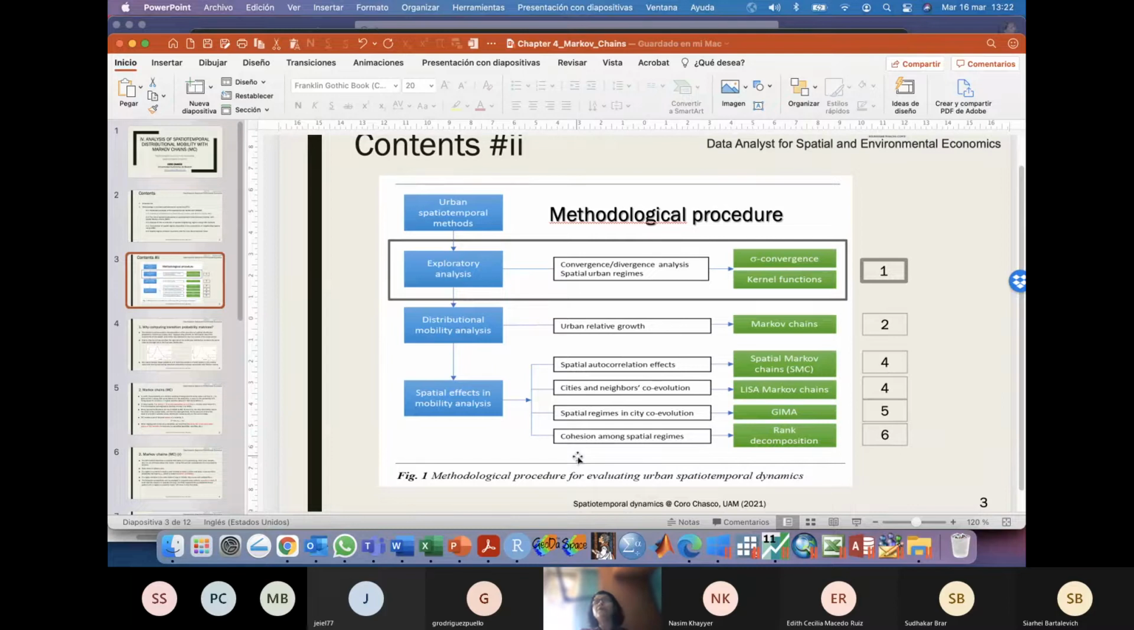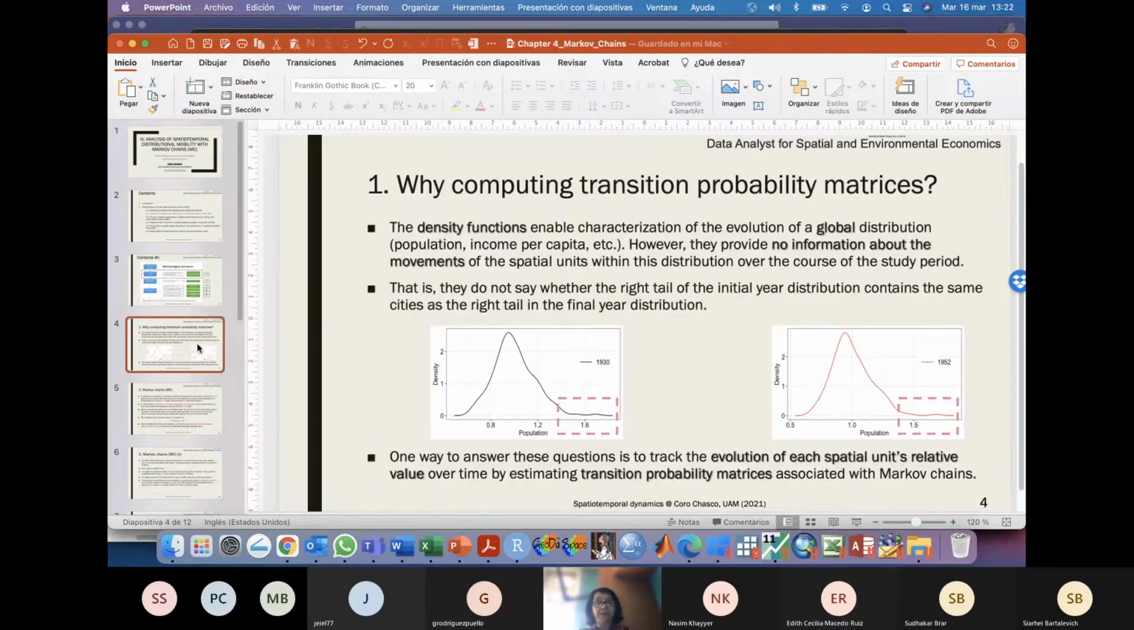No. I'm using that because all of these techniques are necessary if we want to understand the spatiotemporal dynamics of a phenomenon in time. So this is the main reason. The point is explaining why each of these techniques is different or adds something useful to the previous ones.